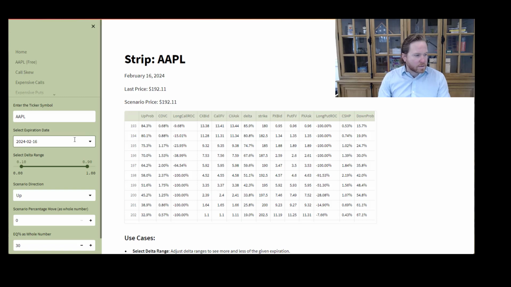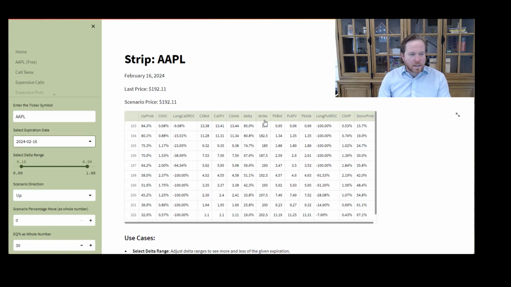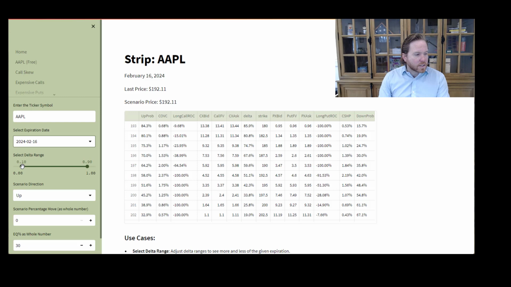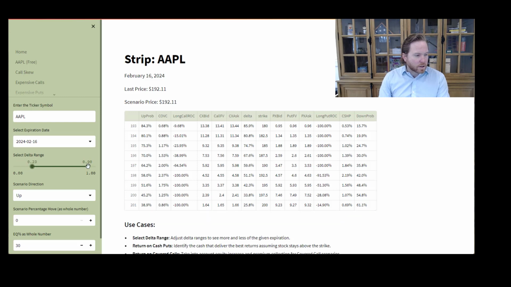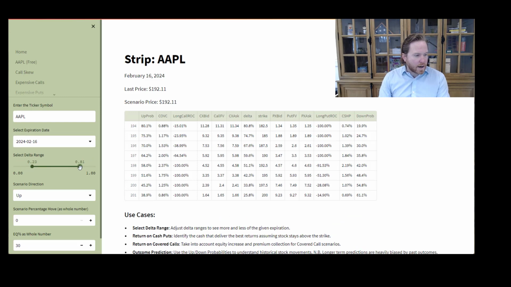I'm out at February 16th. And you can see the center column, where my eyes tend to go initially, is the strike column. So these are all the different strikes in the February 16th expiration for Apple. I've got a delta range filter over here on the left that you can see, we can pull in to only look at the 25 to 80 delta. And so you can just select which kind of strikes you want to focus on, at the money, out of the monies, depending on the different strategy that you're going to be using this strip to construct.